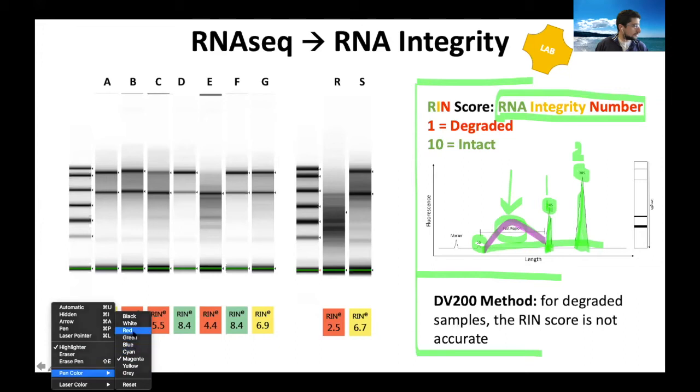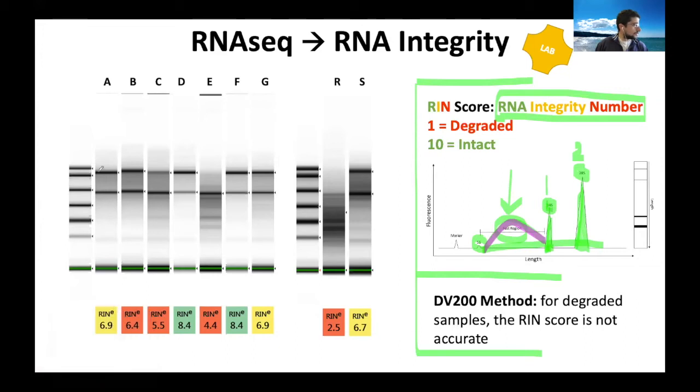Okay, so whenever you see two distinct peaks, 20S and 18S, that's a good sign. For example, let's look at C and compare it to D, which is next to it. In both samples, you see that you have the peaks.